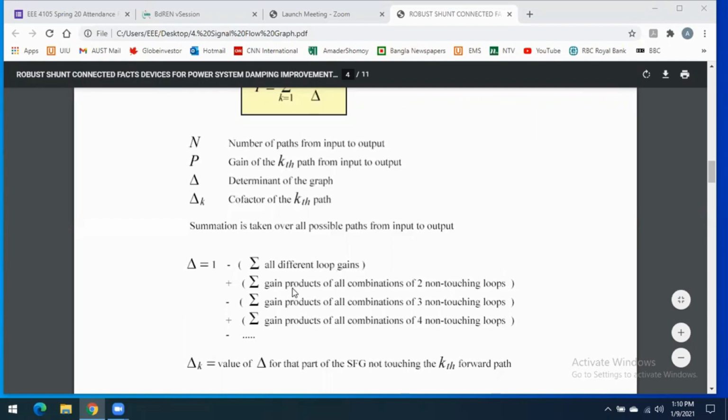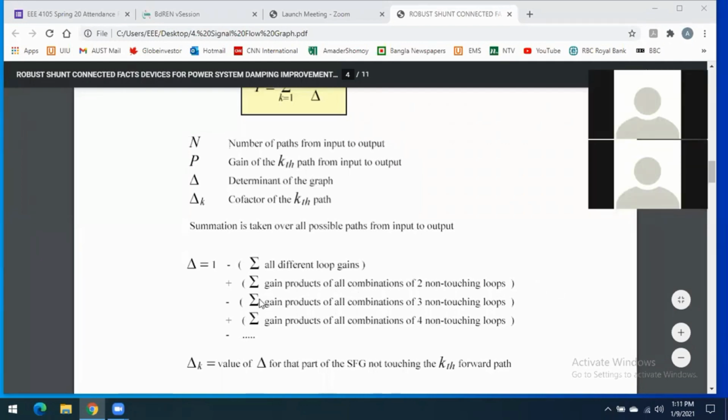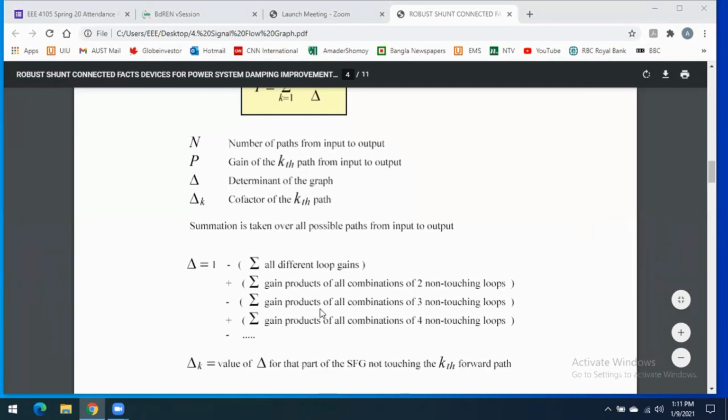This part is the sum of all loop gains, and this part is the loop gains of pairs of loops not touching each other. You sum all these possibilities. Okay, so this is what it is. And then this is the triplets, 3 loops not touching each other, and then quadruplets, 4 loops not touching each other, like this.